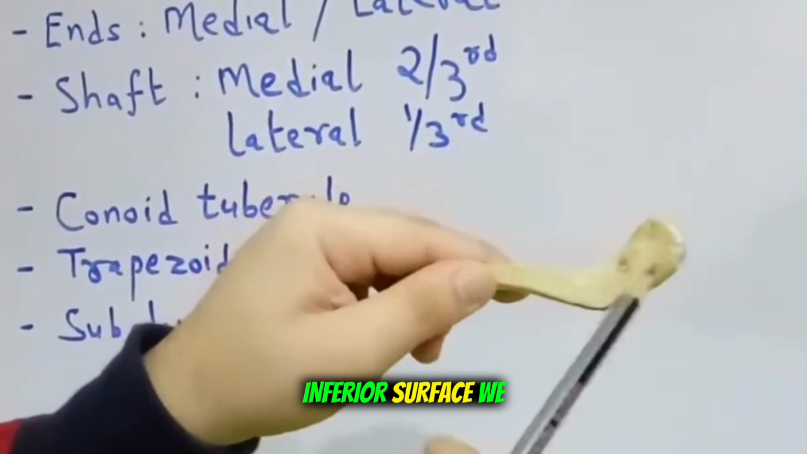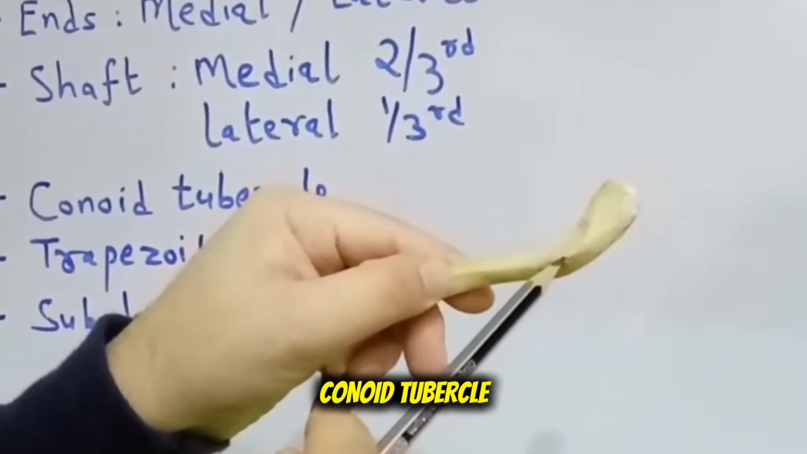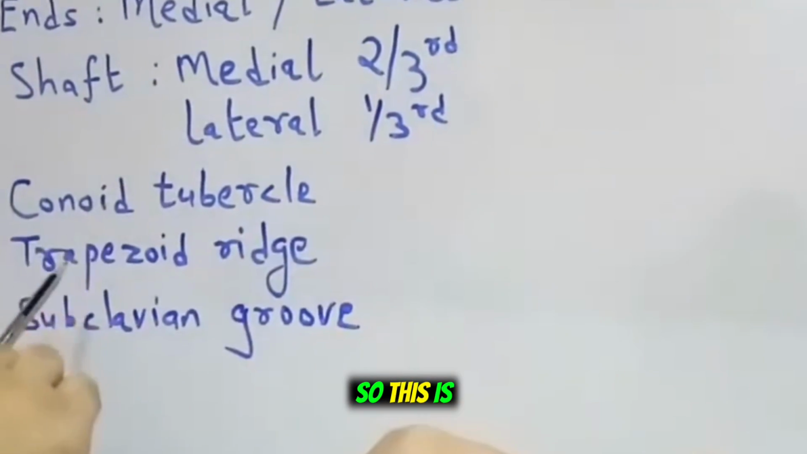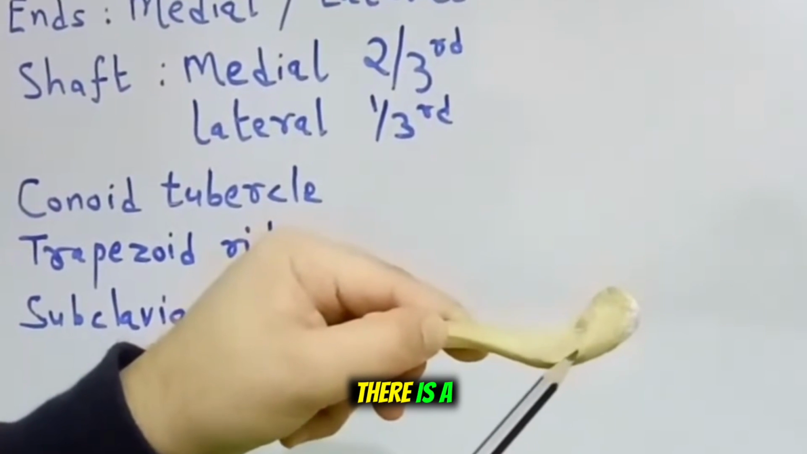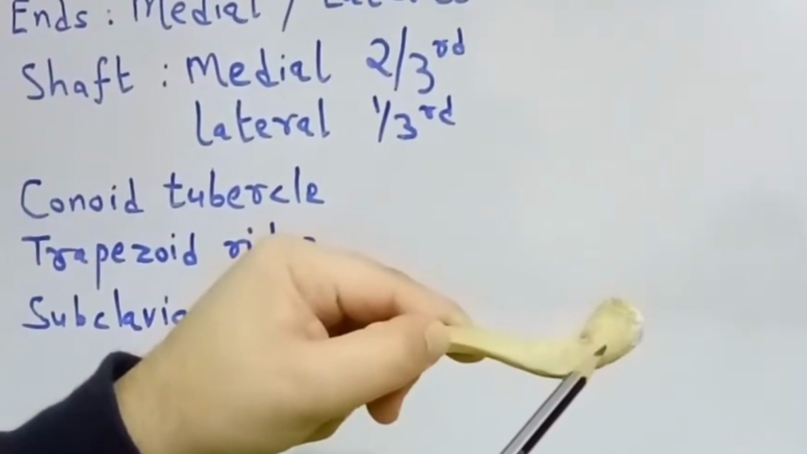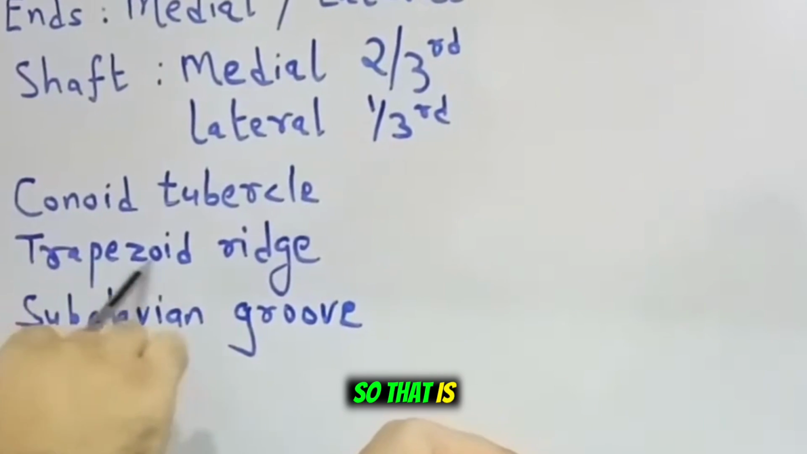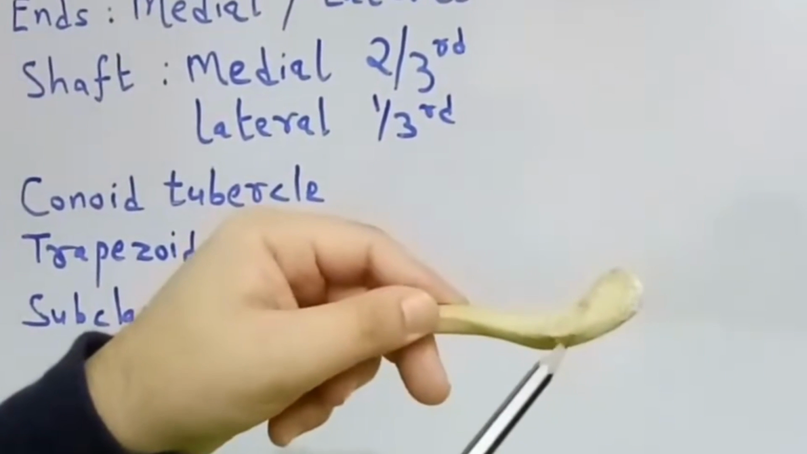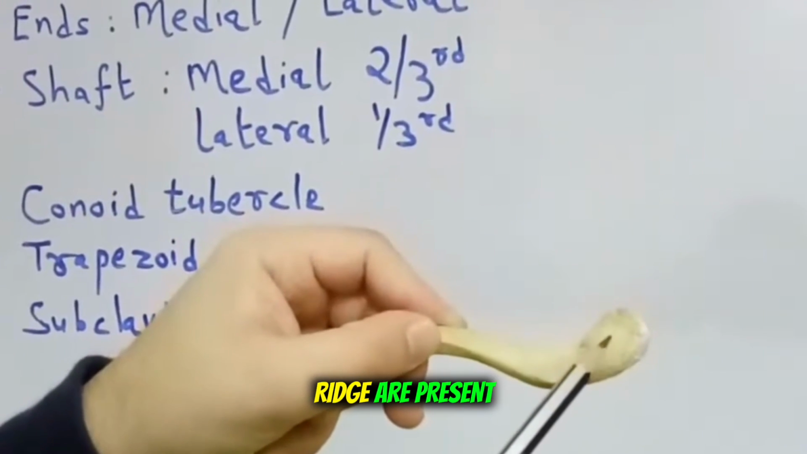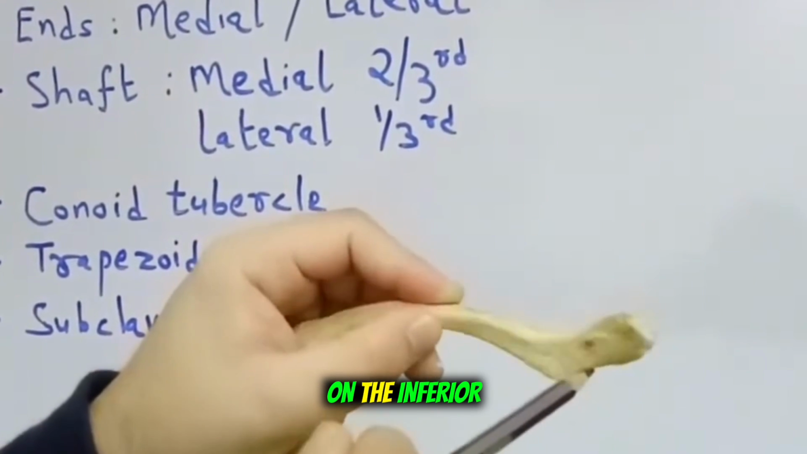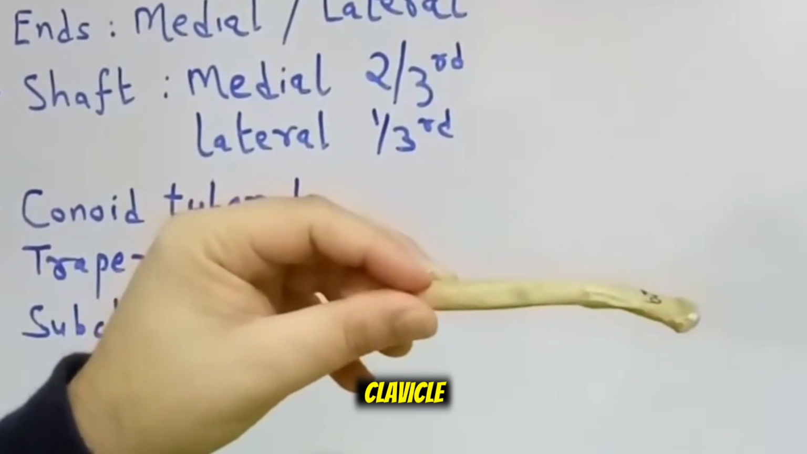And on the inferior surface, we can see a tubercle. This tubercle is known as the conoid tubercle. So this is the conoid tubercle. And from the tubercle, there is a ridge running laterally. This ridge is known as the trapezoid ridge. So that is the trapezoid ridge. So the conoid tubercle and the trapezoid ridge are present on the inferior surface of the lateral 1/3 of the clavicle.